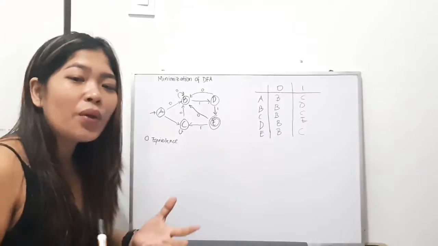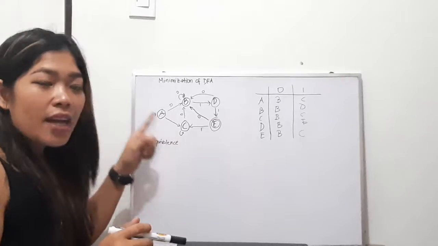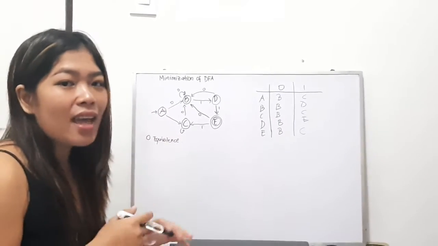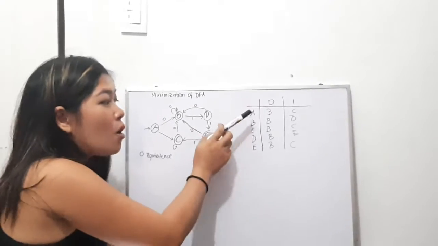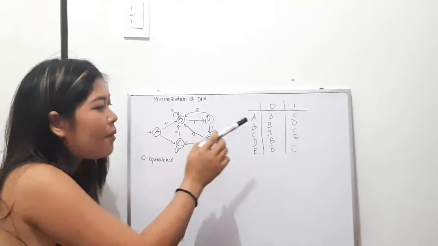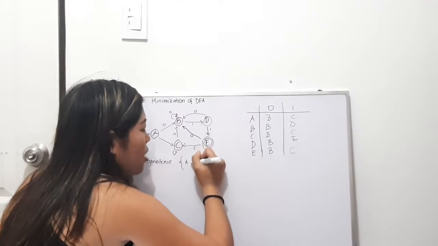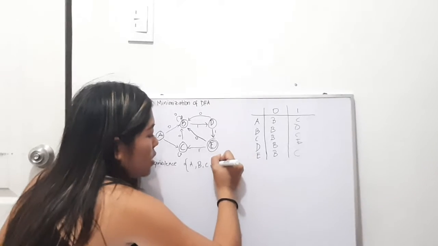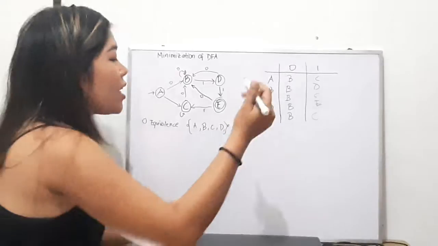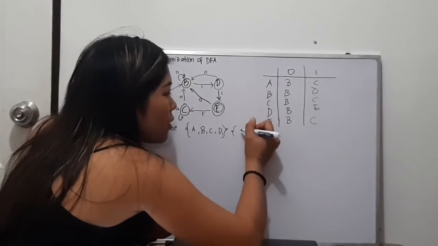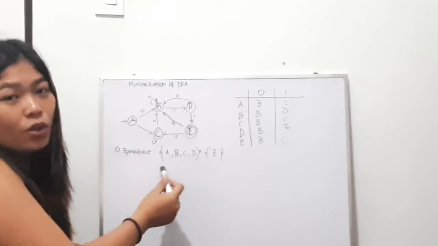0 equivalence. So in order to write down the 0 equivalence, you just have to write the non-final states together as one set and the final state as another set. So here are my non-final states A, B, C, D, and I will make this one set. And my final state, I have only one final state, so that is E. And this is the first step of writing the 0 equivalence.